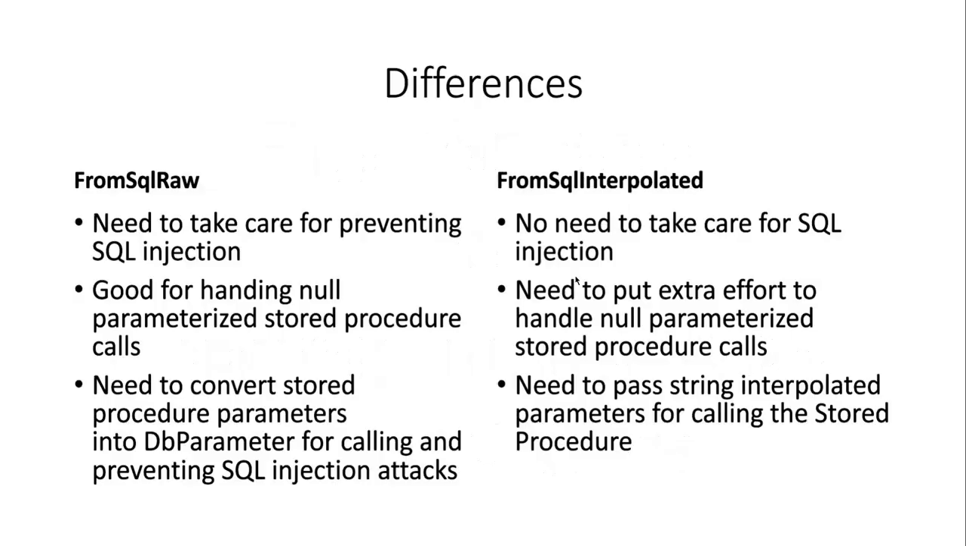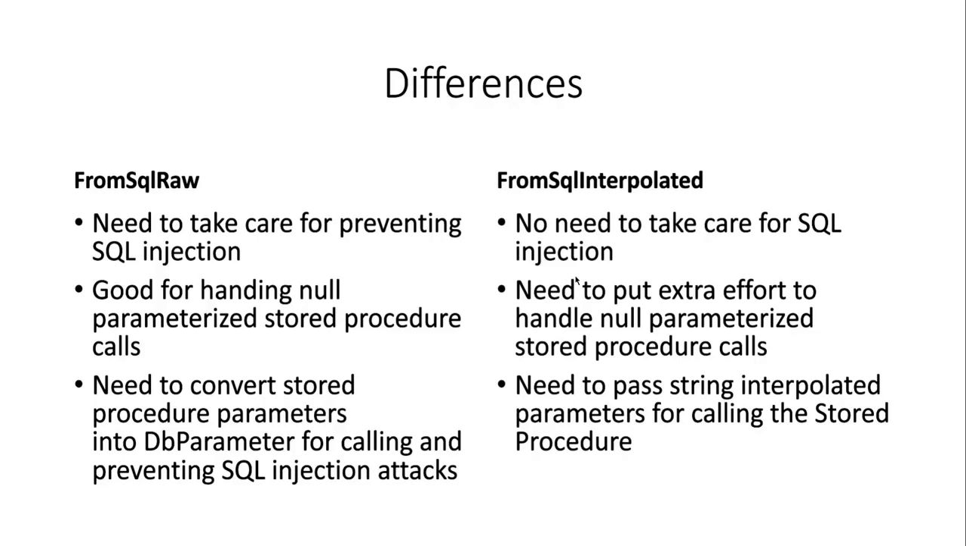The first difference is that in FromSqlRaw we need to take care of preventing SQL injection, but in FromSqlInterpolated we need not take care of SQL injection. The second difference is that FromSqlRaw is good for handling null parameterized stored procedure calls, while in FromSqlInterpolated we need to put in some extra effort for handling null parameters in stored procedure calls.